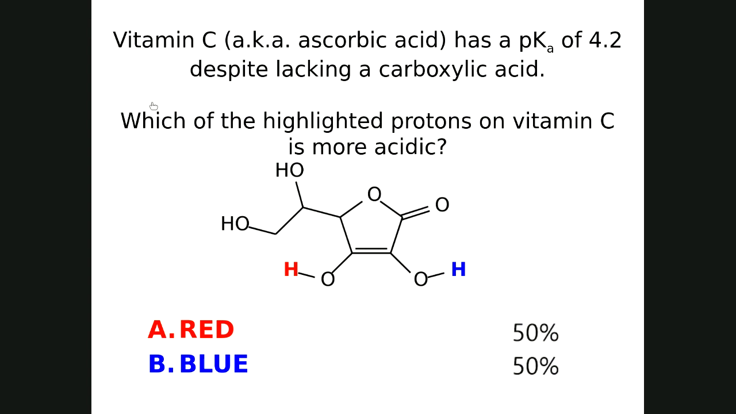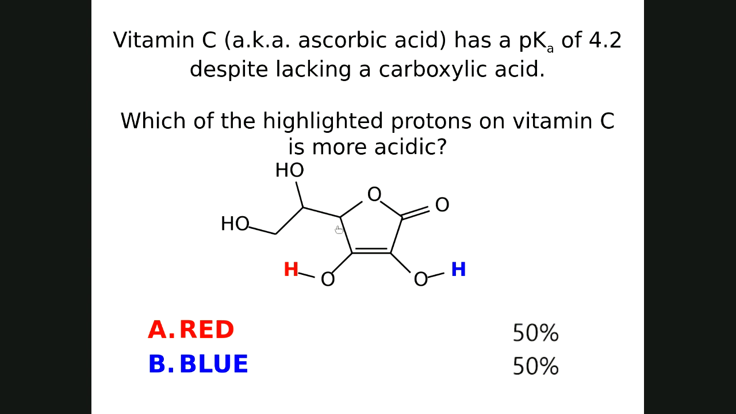Looking at vitamin C. Vitamin C is a relatively acidic compound. In fact, the generic name, the scientific name of vitamin C is ascorbic acid, and it has a pKa of about 4.2, which is comparable to a carboxylic acid. And if you look at the structure, there's no carboxylic acid anywhere on this structure.